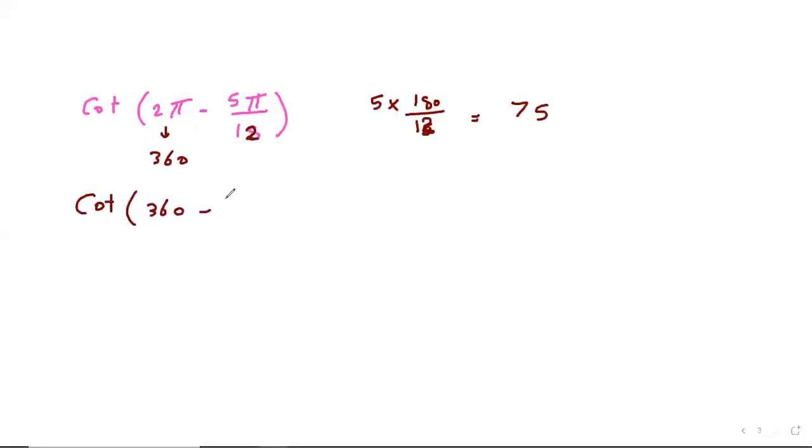360 minus 75. You know, 360 minus 75, this angle lies in the fourth quadrant. And in the fourth quadrant, the sign of cotangent is negative. So that is going to be negative cotangent 75. You know, negative cotangent 75, you can write it as negative 1 over tan 75. Negative 1 over tan 75.